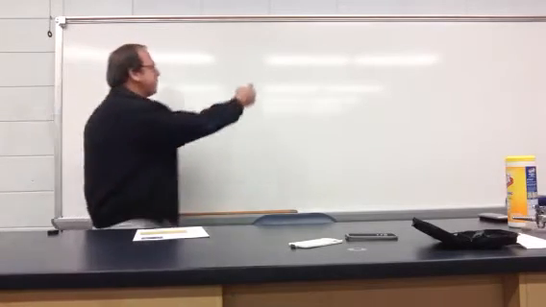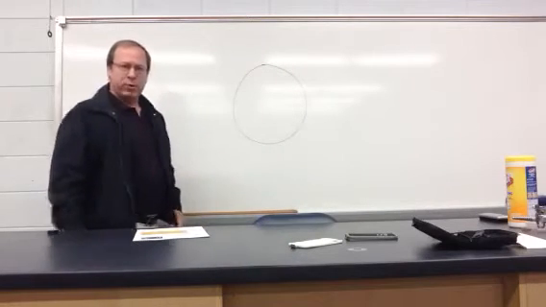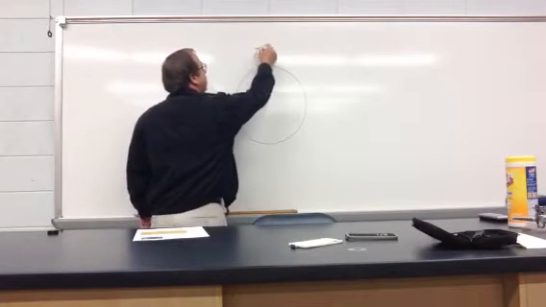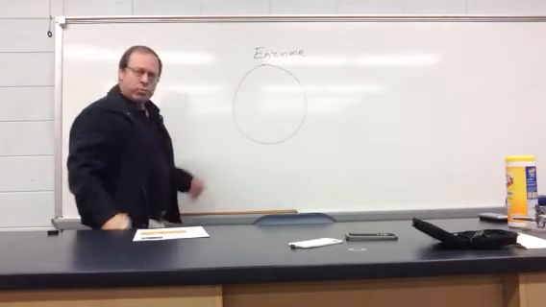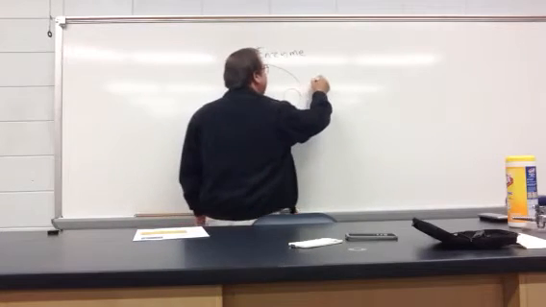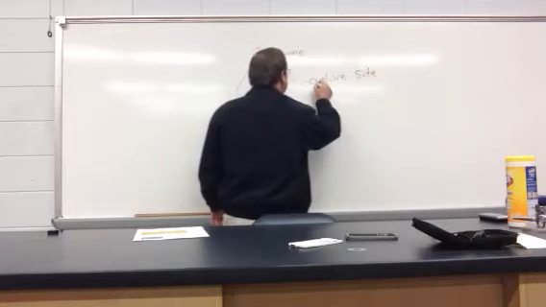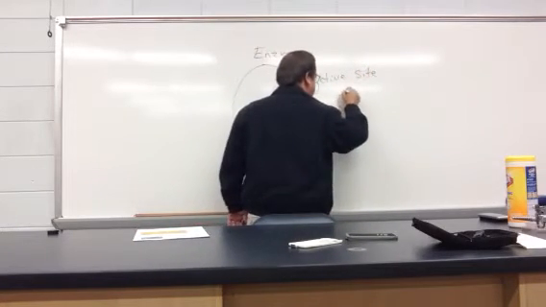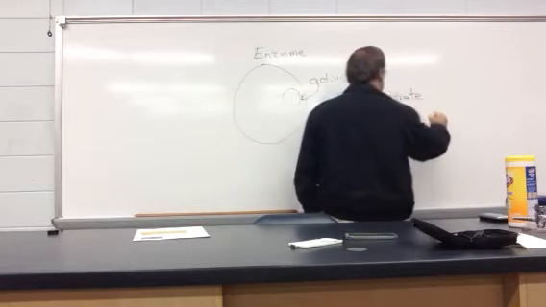I'm going to review allosteric controls over enzymatic activity. So I'm going to draw a circle that represents an enzyme. And enzymes are large protein molecules that have an active site. And the active site is where the substrate will bind to an enzyme.